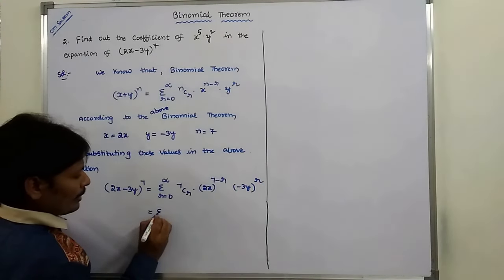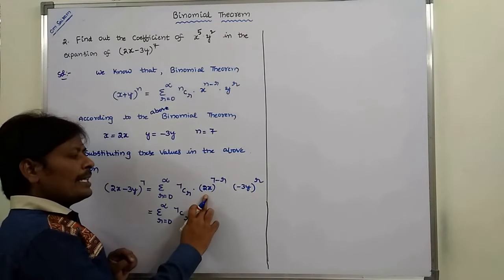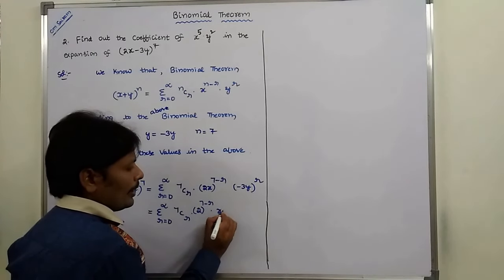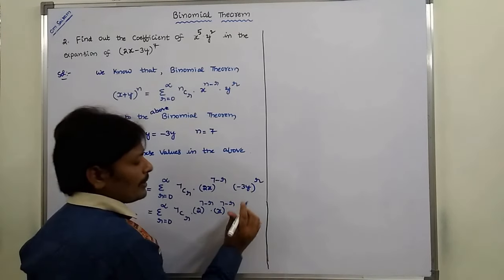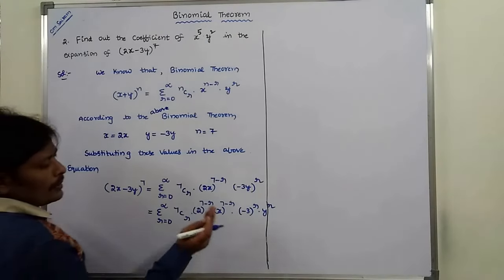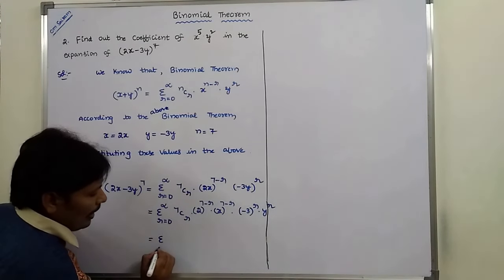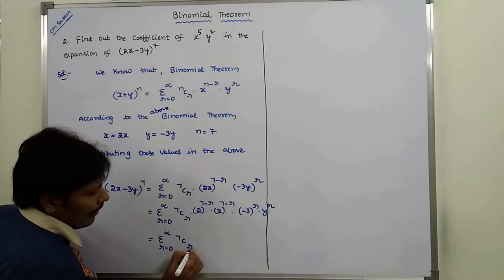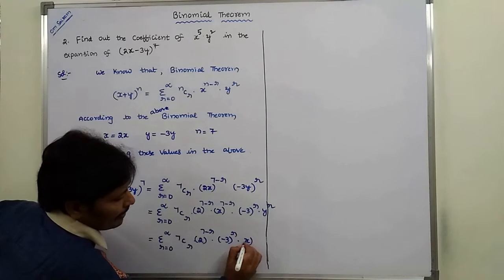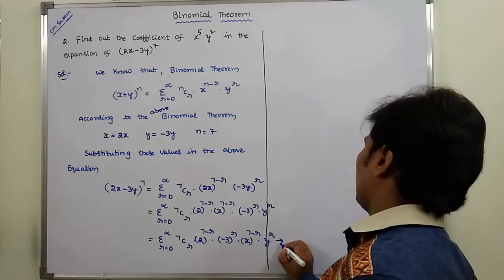Okay. So then sigma r is equal to 0 to infinity 7Cr into, this can be separated into two terms, 2 power 7 minus r into x power 7 minus r. Again this term can be separated, minus 3 power r into y power r. Now constant terms can be separated to one side and x and y terms to another side. Sigma r is equal to 0 to infinity 7Cr into 2 power 7 minus r into minus 3 power r into x power 7 minus r into y power r. Okay. So now this is equation 1.